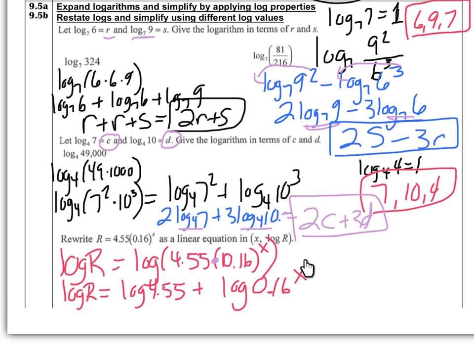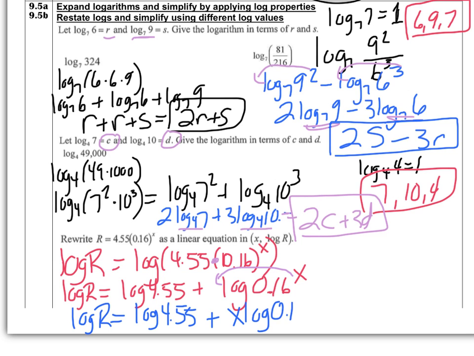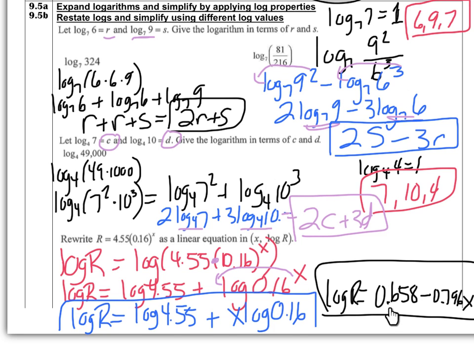This is exponential right now. But we know in the log world, exponents can come forward. So what I end up doing is moving this forward. And when we do that, we're going to get the final equation of log of r equals log of 4.55 plus x times the log of 0.16. Now this is actually an acceptable answer, or if you wanted, you could go in your calculator and get the decimal answers for these two. If you do, here's what you get. Are these decimal values right here, which looks more linear.